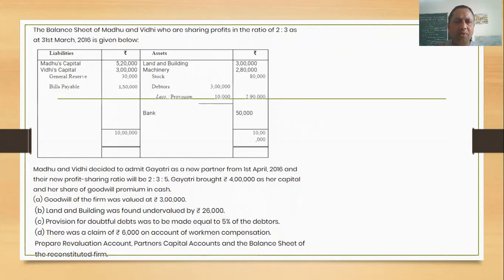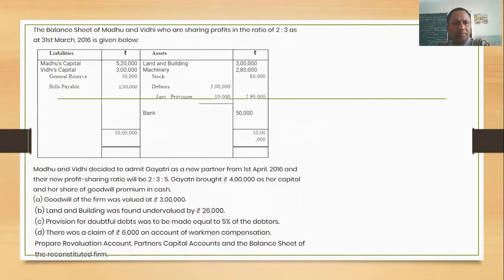So we are starting the first problem of admission, a numerical problem, in which we only discuss how the first step, revaluation, is prepared. So this is the question. In this, the balance sheet of Madhu and Vidhi is given. They have an old ratio of 3:2, or 3/5, 2/5, in which the liability side and the asset side are given, with the assets and liabilities listed.